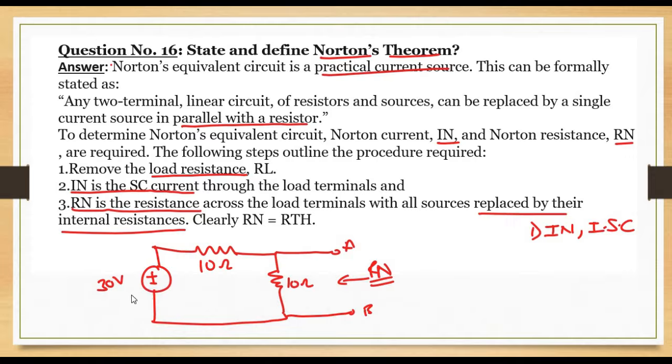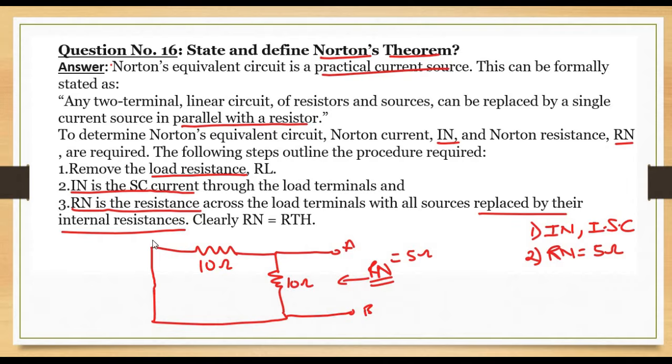Now if it is a voltage source, then we have to replace it by a short circuit, and if it was a current source, then we have to replace it by an open circuit. So the resistance across AB will be simply 10 parallel with 10, that will be equal to 5 ohm. So we have got the Norton's resistance as 5 ohm.